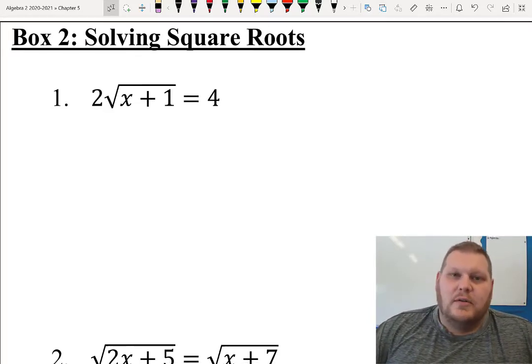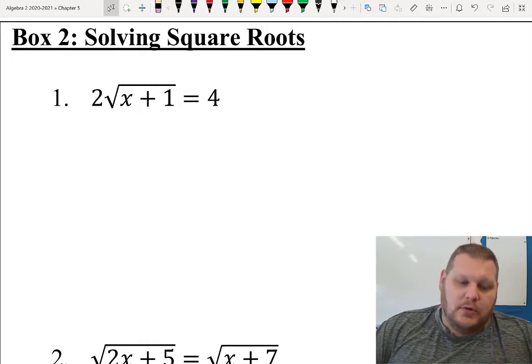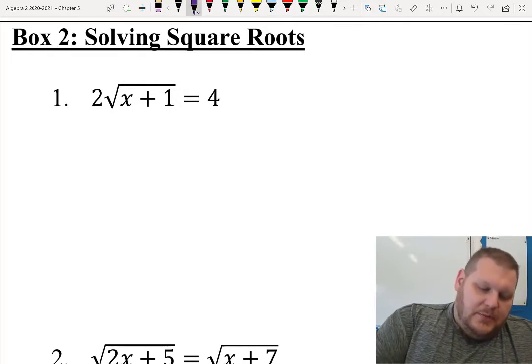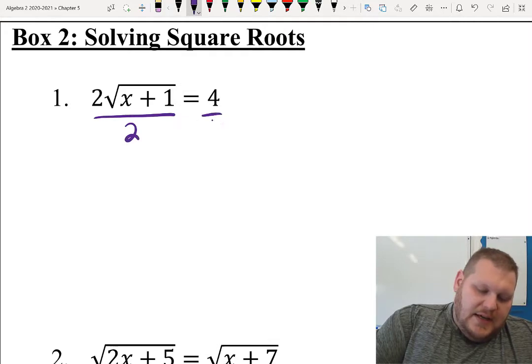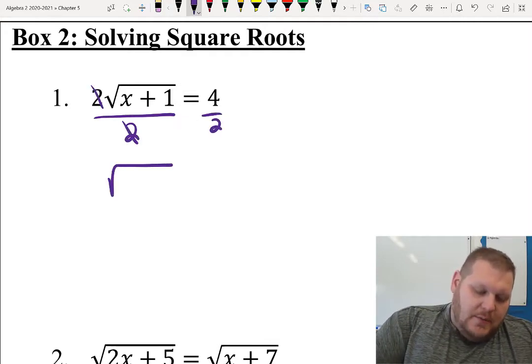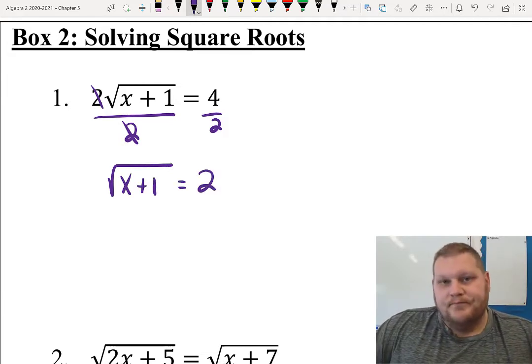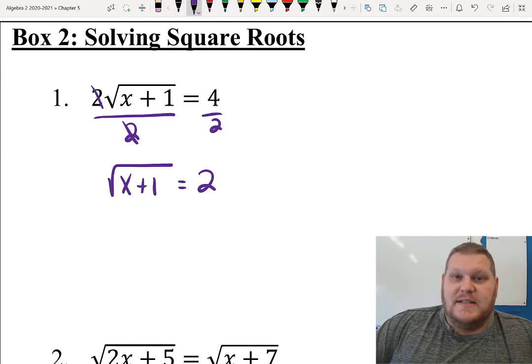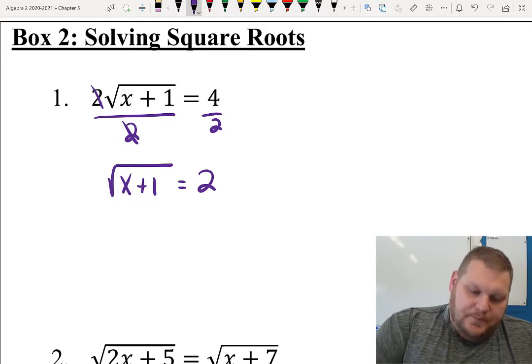We're going to get rid of our 2 in this case that's multiplying my square root. Since it's multiplying my square root, I'm going to have to divide on both sides. So those cancel each other out. That leaves me with the square root of x plus 1 equals positive 2. Underneath my radical does not change. It's just dividing by 2 to get rid of the multiplication by 2.